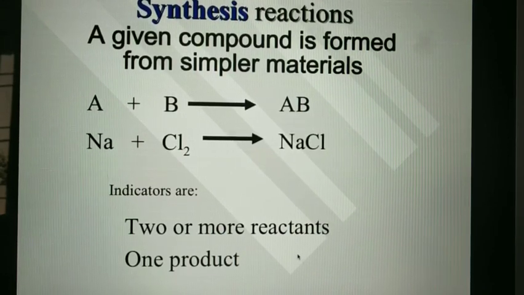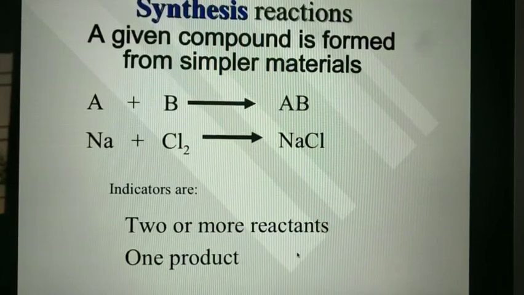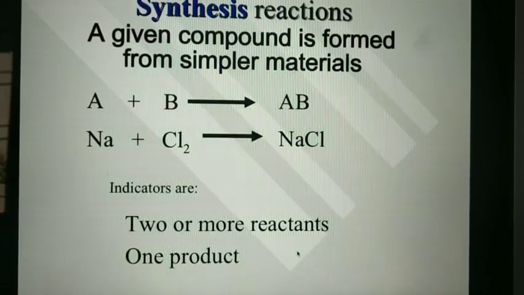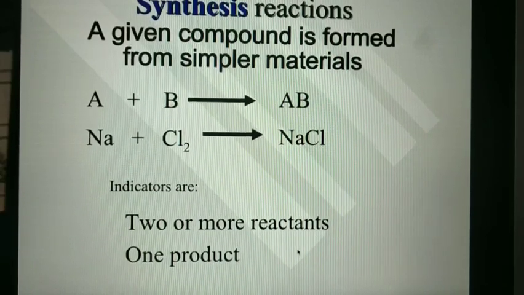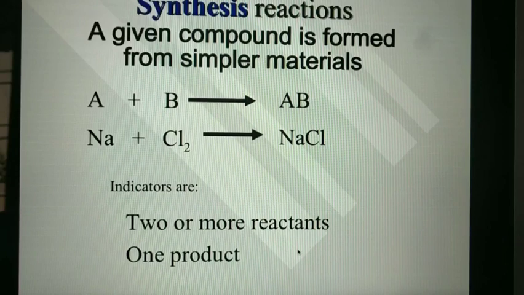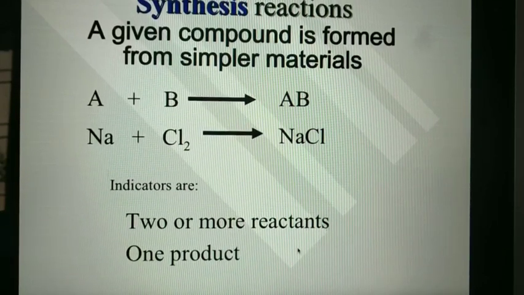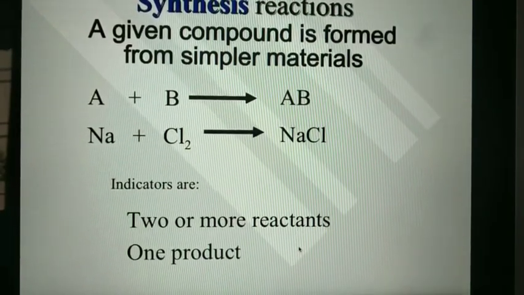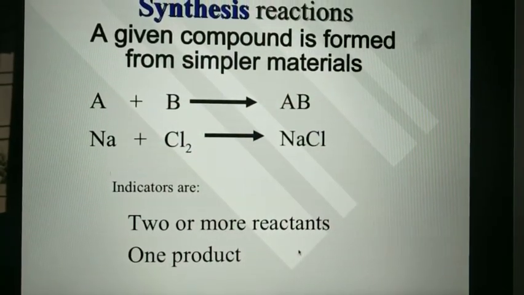So how can you identify this synthesis reaction? The indicators are two or more reactants. The left hand side has the reactants, so two or more reactants will be there and only one product on the RHS. Whatever we write on the right hand side, just next to the arrow, we call the product. So one product from two or more reactants is called a combination reaction.